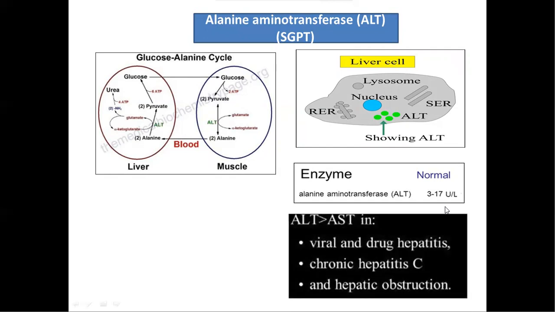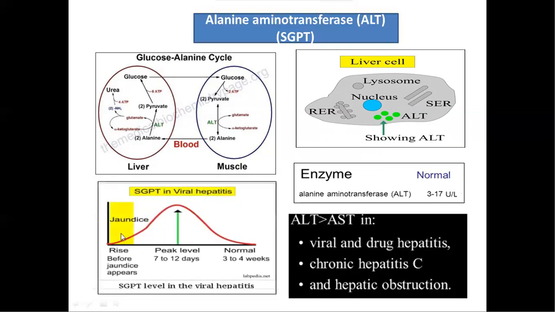Alanine aminotransferase is useful for the diagnosis of acute hepatitis, gallbladder disease, hepatic cancer, and kidney and muscle injuries. Here also we are taking the ratio of ALT by AST. If the ALT levels are increased more than AST, it indicates viral and drug hepatitis, chronic hepatitis C, and hepatic obstruction.